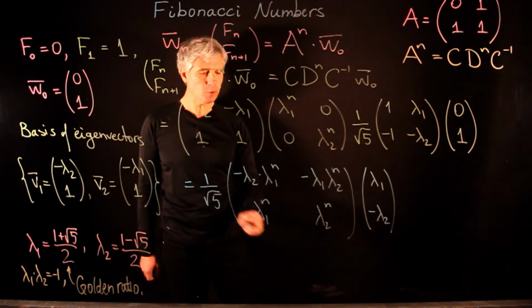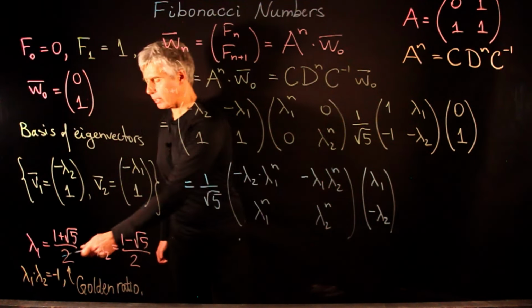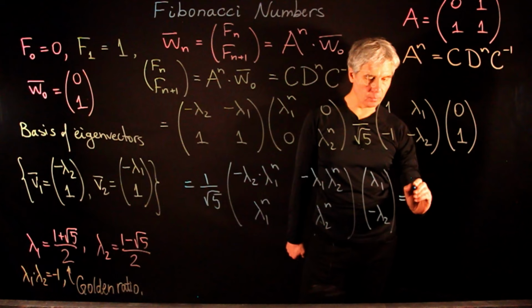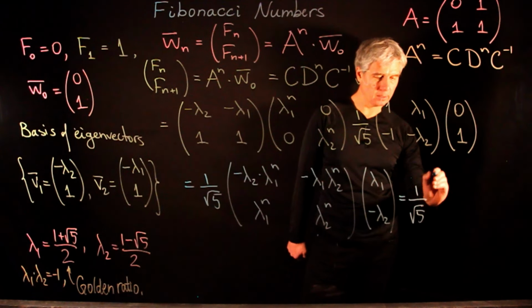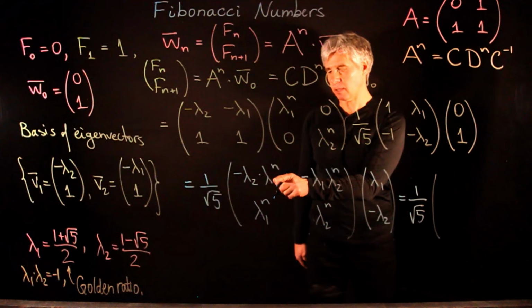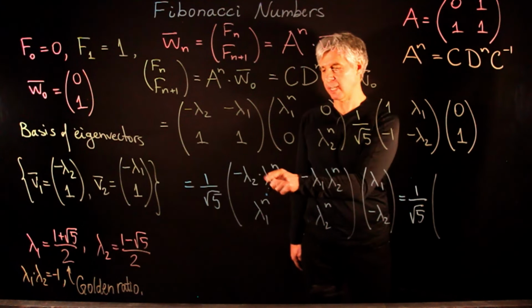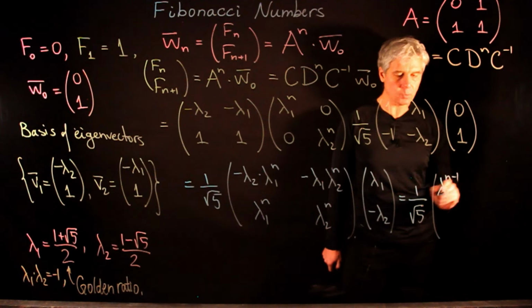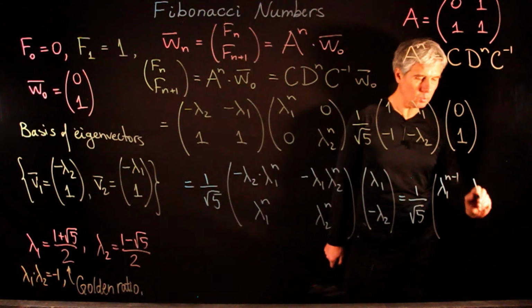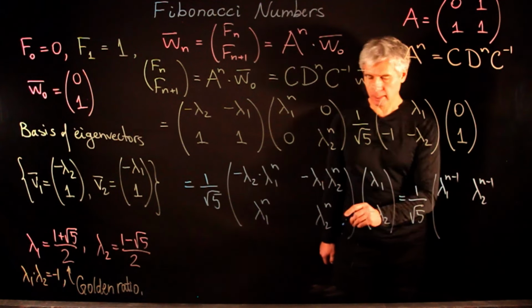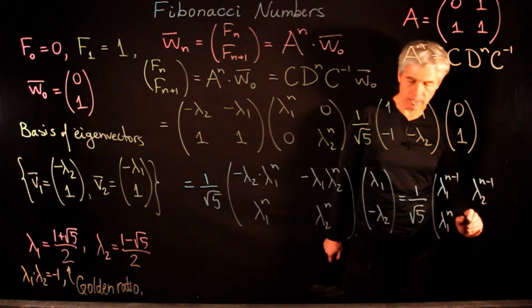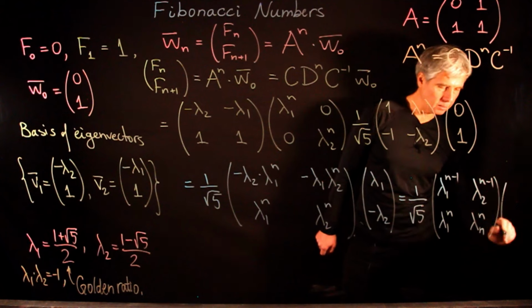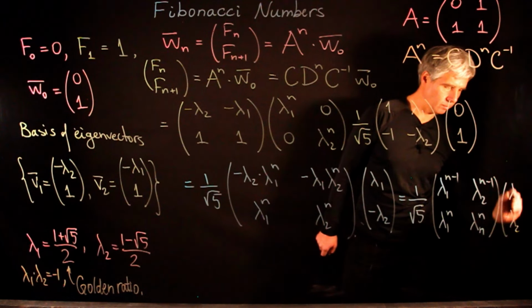We can simplify the first matrix, taking into account that the product of lambda 1 with lambda 2 is equal to negative 1. So here we get 1 over square root of 5 times the matrix. Here lambda 1 with lambda 2 will annihilate and take away this negative sign. So we get lambda 1 to the n minus 1. Here we're going to get lambda 2 to the n minus 1. And here we get lambda 1 to the power n and lambda 2 to the power n. And this is being multiplied by the vector lambda 1, negative lambda 2.